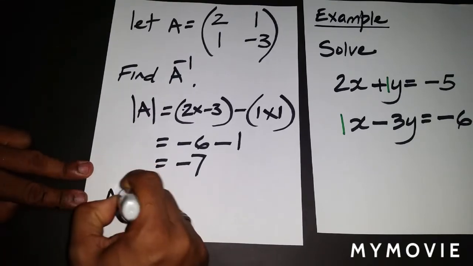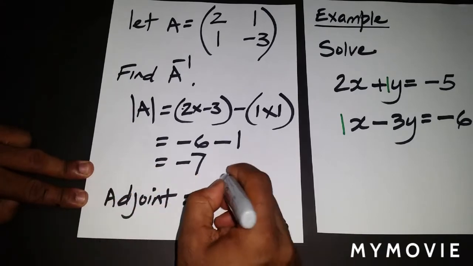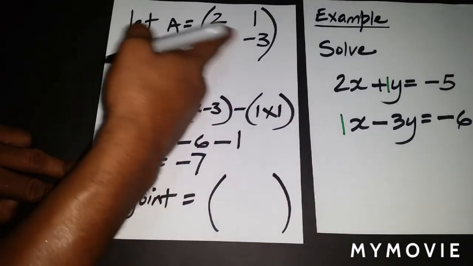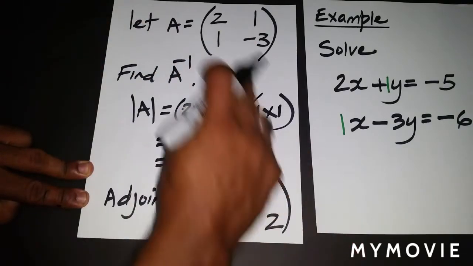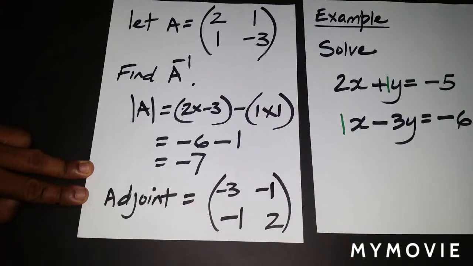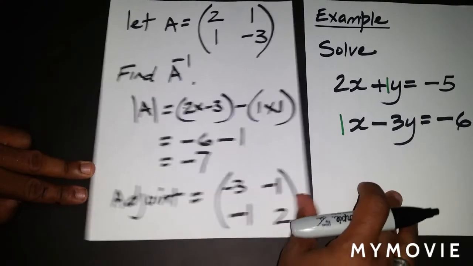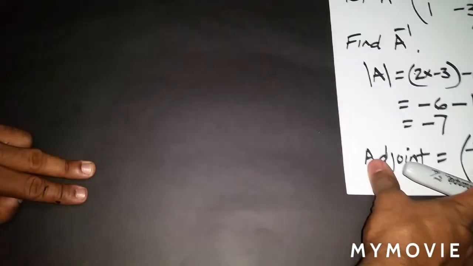So we have the determinant. The next thing we need to find is the adjoint of matrix A, and that is simply switching these two elements in terms of position. So negative 3 comes here and 2, leaving these elements but changing the sign. So there we have the adjoint. All right, so we're going to come back to this. I'm just going to shift this out of the way.